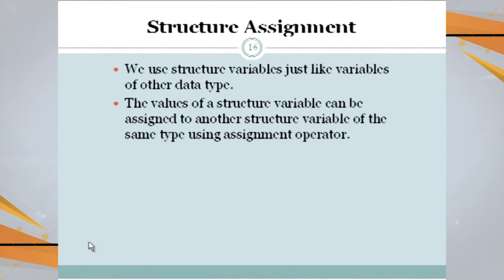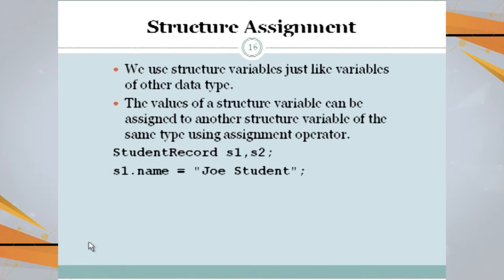The values of a structure variable can be assigned to another structure variable of the same type using the assignment operator. It means you can initialize one structure variable with another structure variable. For example, we have two structure variables S1 and S2. We initialize S1, S1.name is this, and similarly all the members are initialized. This is just a normal initialization statement.